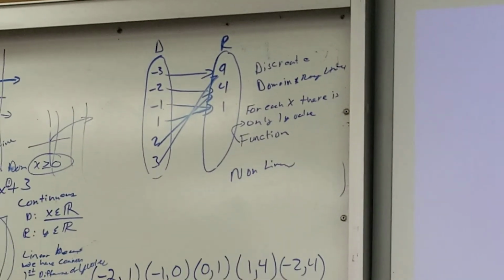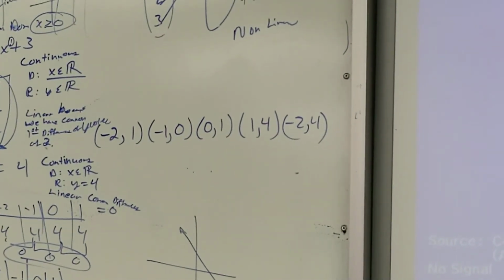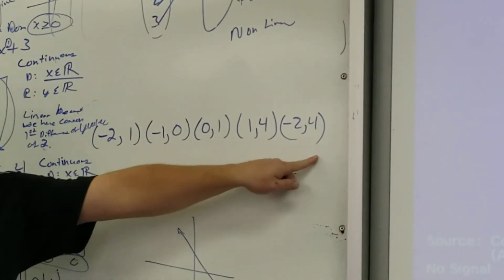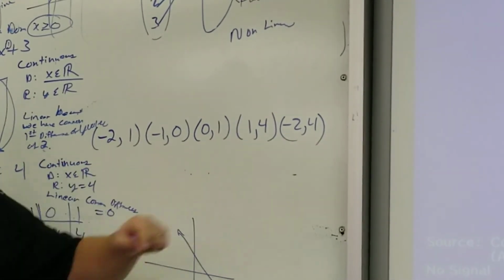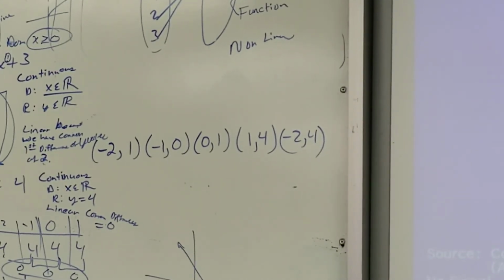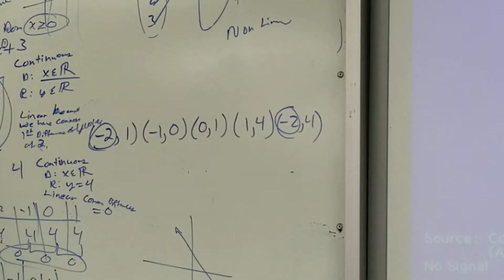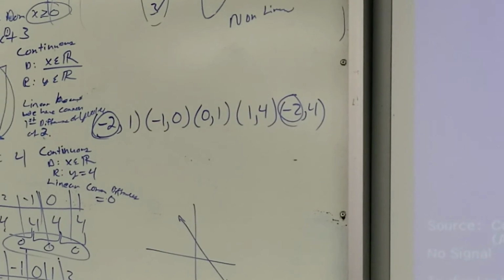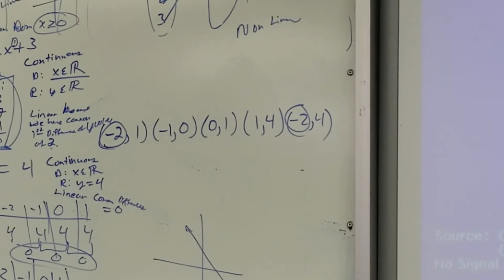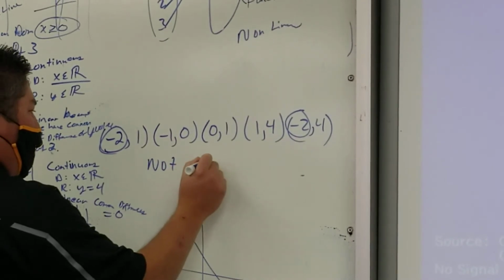Okay? How about this one? Okay, Tristan, is this a function or not? Just that set of ordered pairs. Is it a function or not? Why not, Seth? Because there's 2, negative 2. So he notices that the x value is used more than once. If any x value is used more than once, it's not a function.